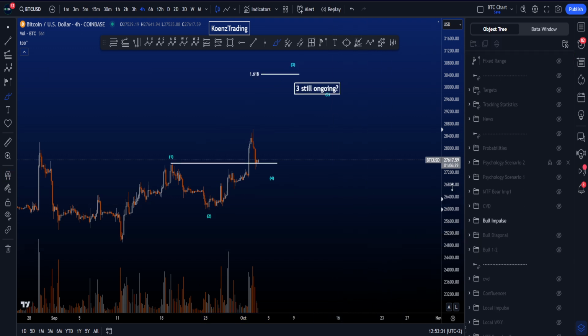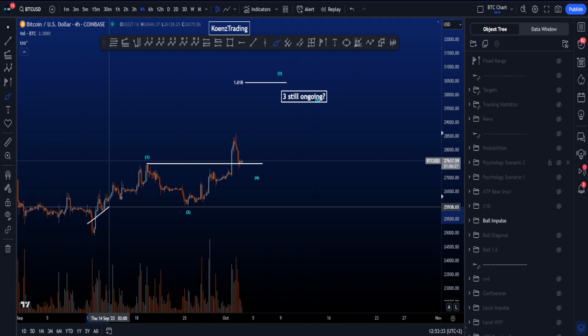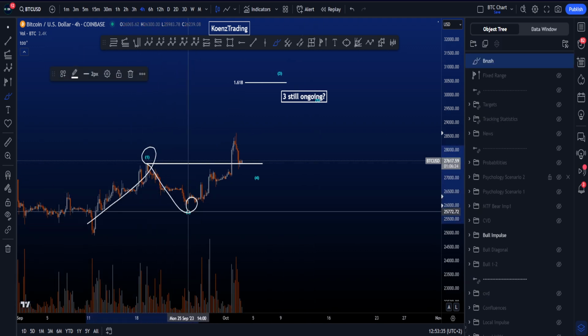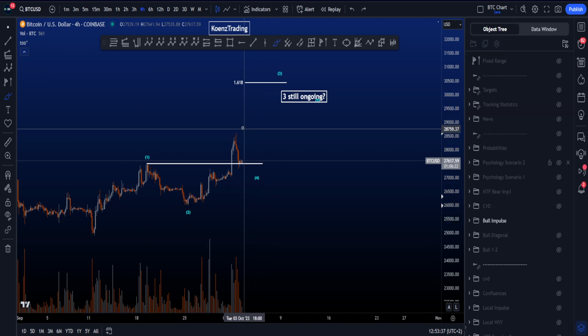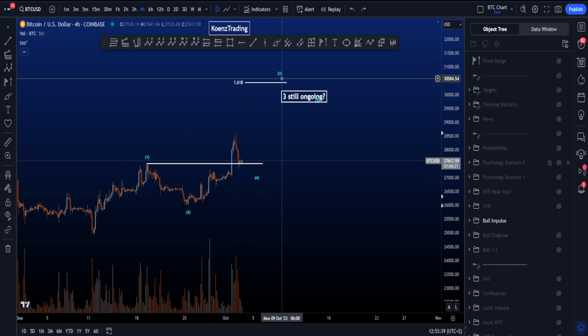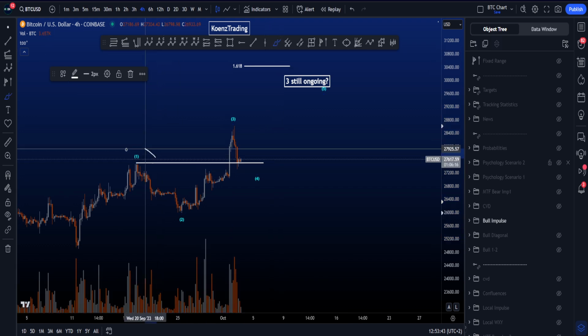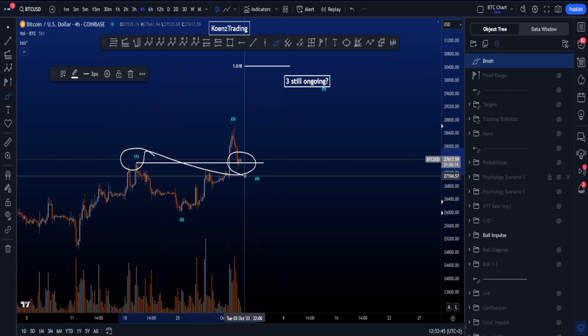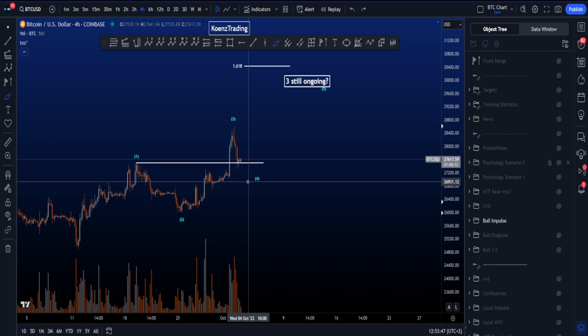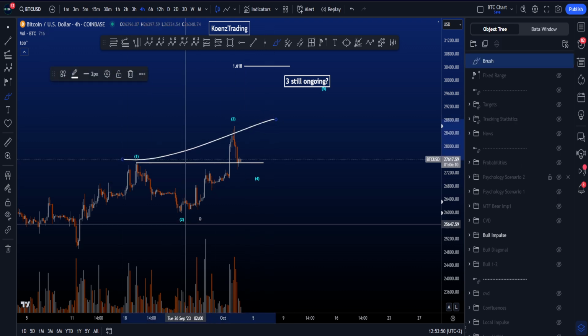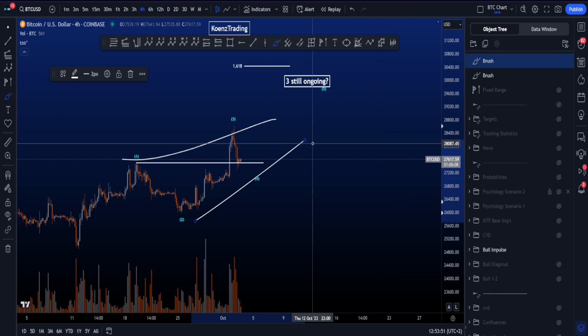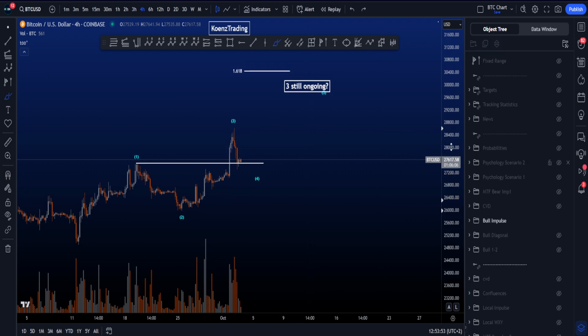Then finally, we have a regular impulsive structure, where we have a simple wave 1, then a wave 2, looking for a bigger 3 to the upside, or 3 is potentially already finished. But the problem with 3 already being finished is that now there's overlap between 1 and 4, which is not allowed in a regular impulse. We then have to think about diagonals, but as just mentioned, a diagonal is unlikely as well. So that is also not really on the cards.